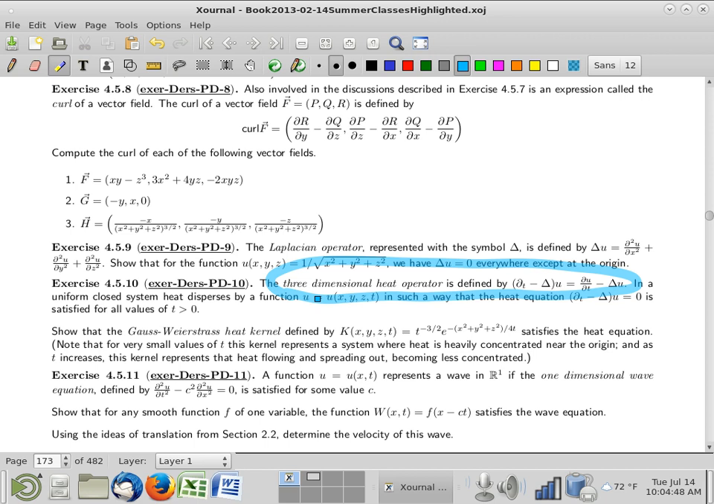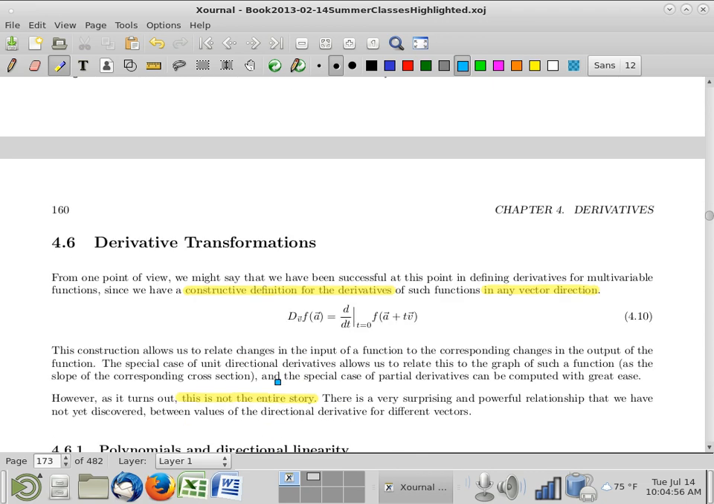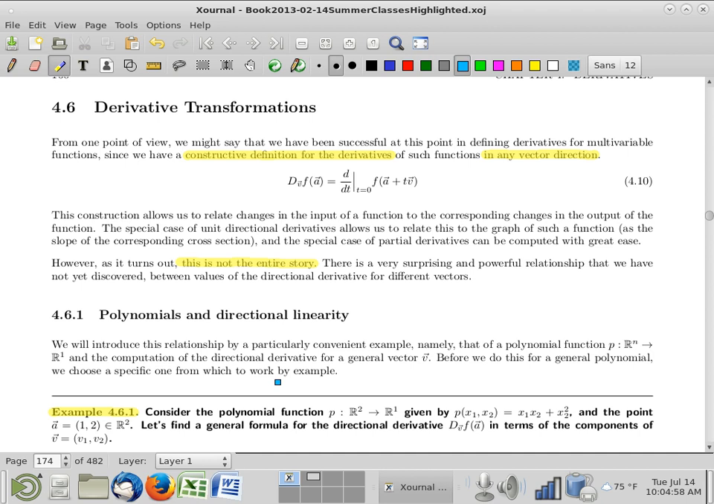That can be studied with this three-dimensional heat operator, which you'll notice is made up out of partial derivatives. Various other examples I'll let you read through here. Okay, so moving on. Do 4.6 now.